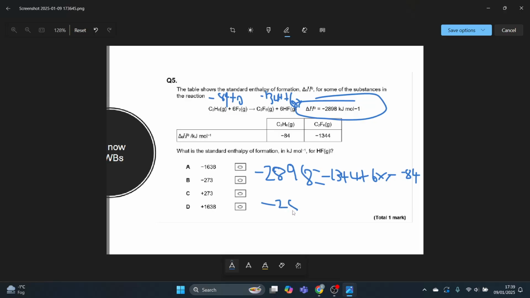Then we get -2898 equals -1344 minus -84, 6x, -1260. Then -2898 plus 1260, divided by 6, gives -273. Answer is B.